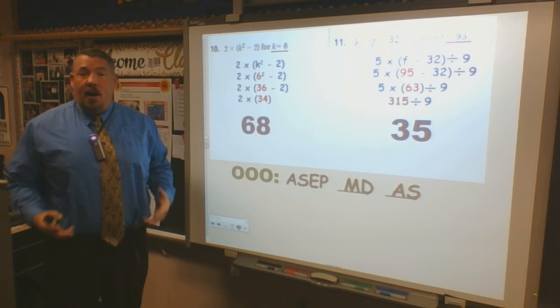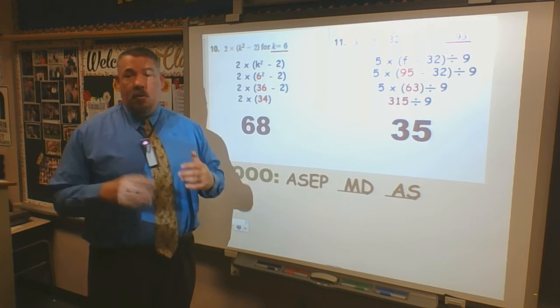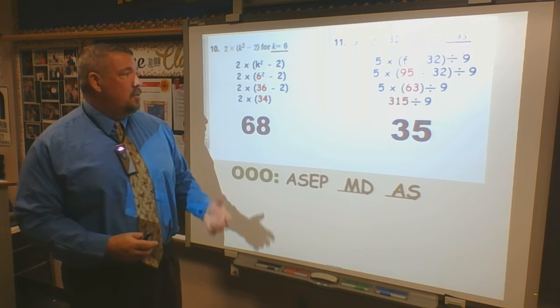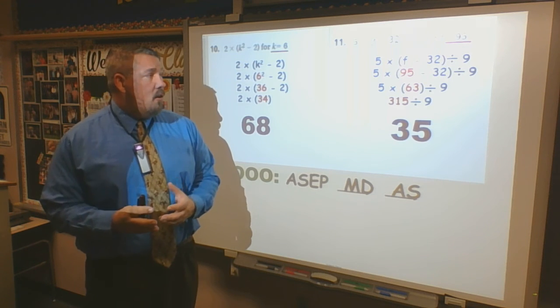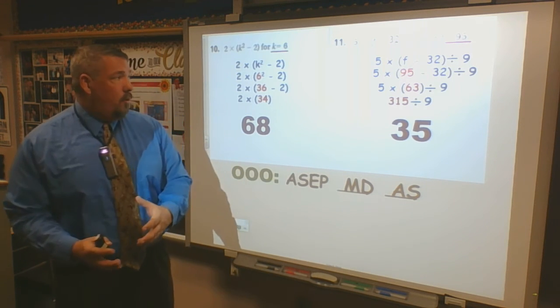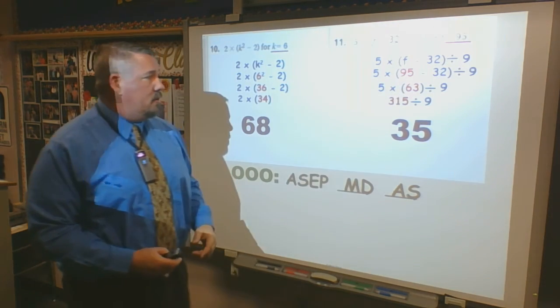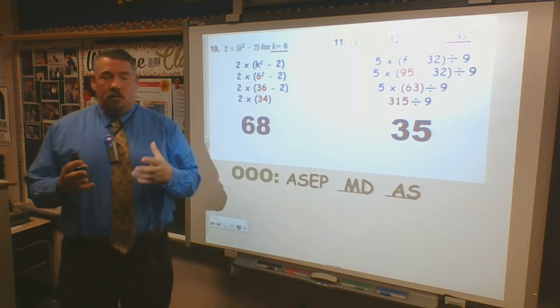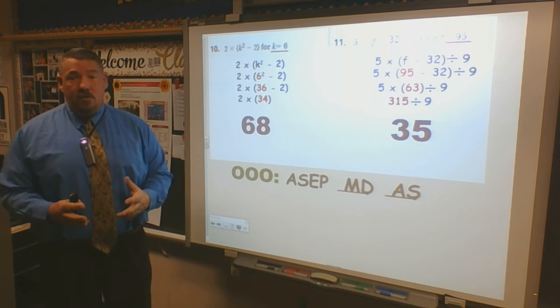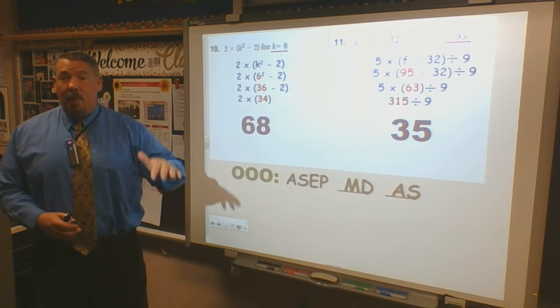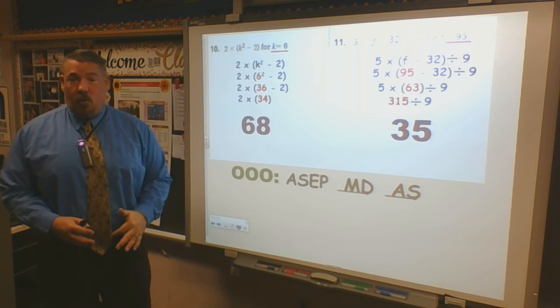So you start by writing out the problem, 5 times, in parentheses, f minus 32, divided by 9. I have to start by substituting in my variable. So my f is 95, so it goes inside my parentheses. Parentheses has to be done first in this math problem according to order of operations. So 95 minus 32 is 63.